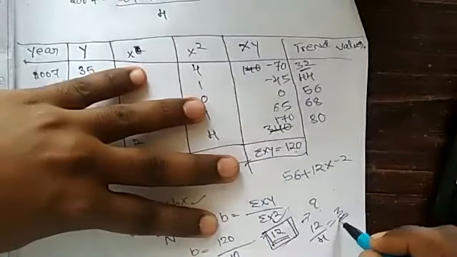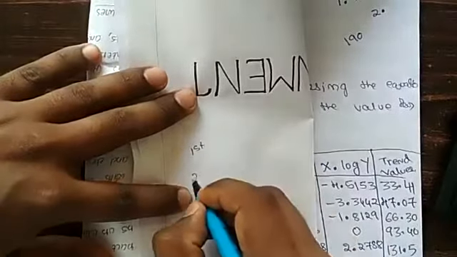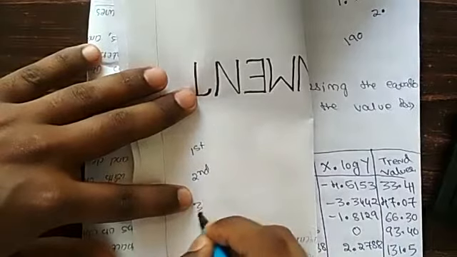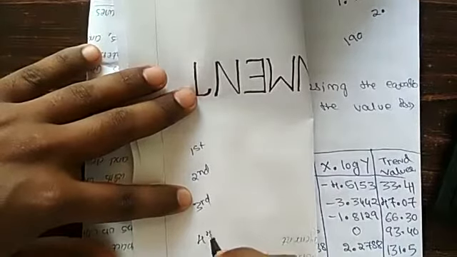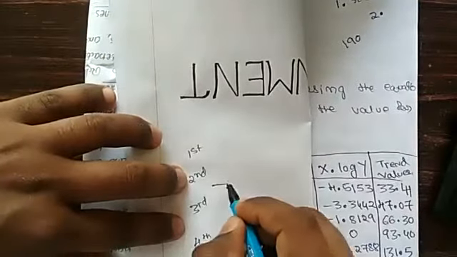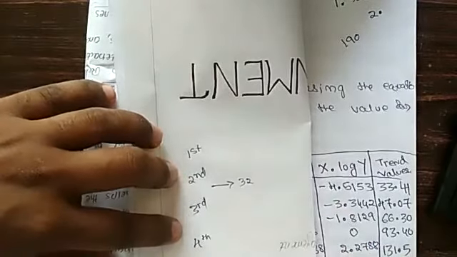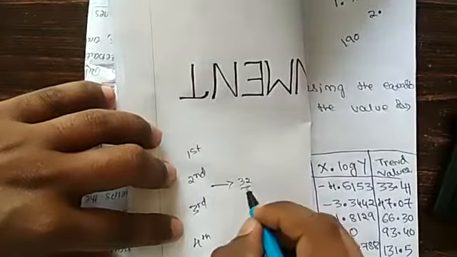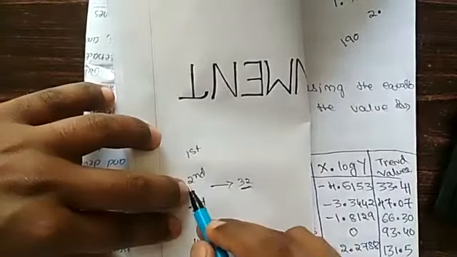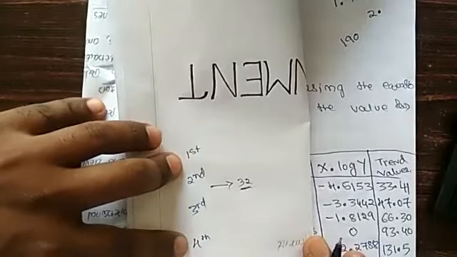And you know that the increment is 3. So in between, I'll write here: first quarter, second quarter, third quarter, and fourth quarter. So 32 is in between second and third. This is the trend value. Now, what is the trend value for the second quarter? What is the trend value for the first quarter? And what is the trend value for the third and fourth?